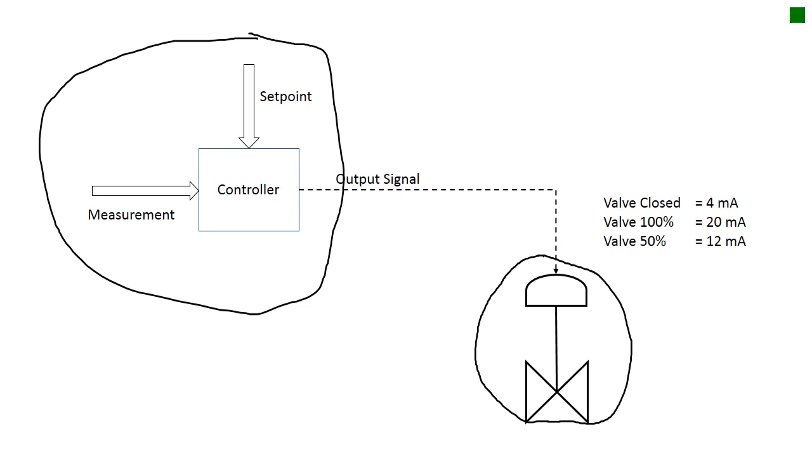Our control valve regulates the flow of a liquid or perhaps a gas. Let's say, for instance, we're adding steam to a process to control the temperature. So to increase the steam flow rate, we would open the valve. To decrease the steam flow rate, we would close the valve.